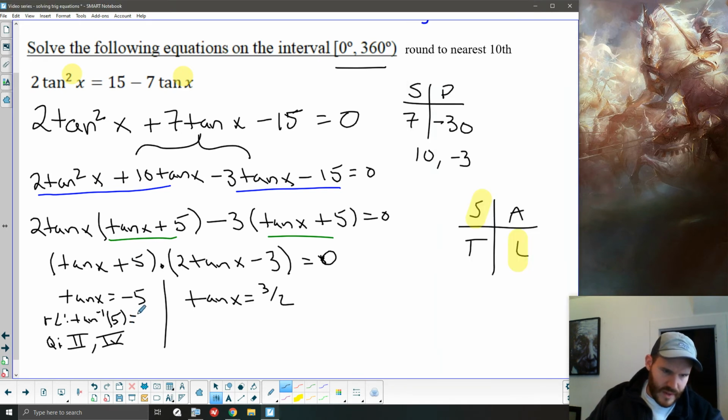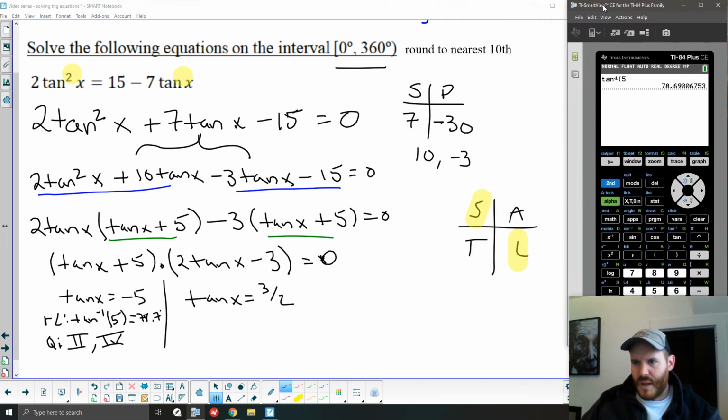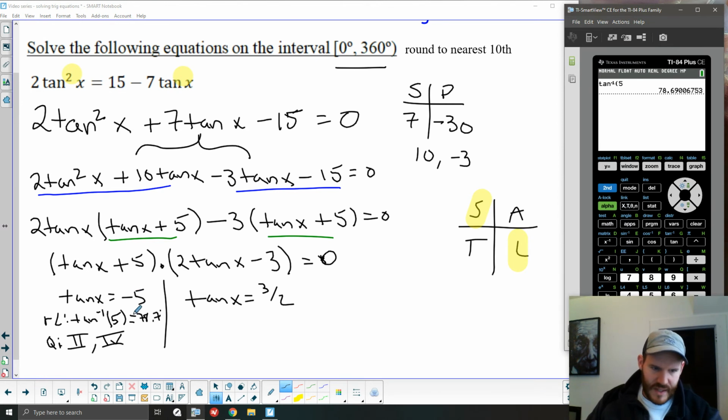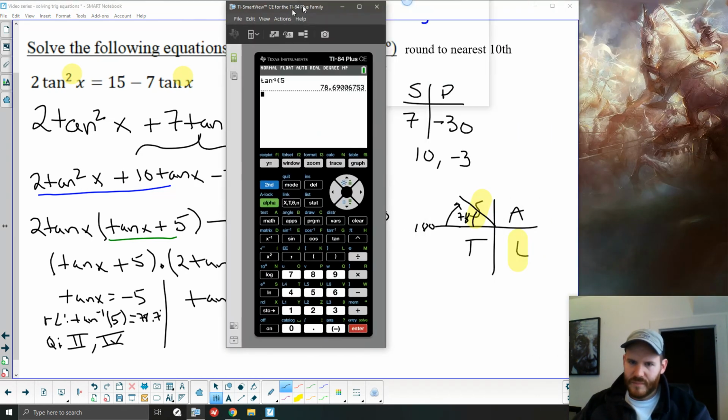Okay, so that's the reference angle, 78.7 degrees. To get the actual quadrant 2 and quadrant 4 answers, I'm going to have to put that 78.7 in quadrant 2. So I'm just going to note that that is here. So if that's 78.7, I'm going 78 degrees short of this angle, which I know to be 180. So I'm going to go to the calculator and do 180 minus 78.7.